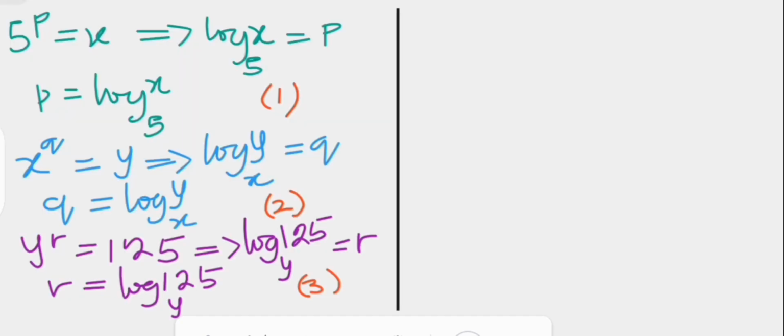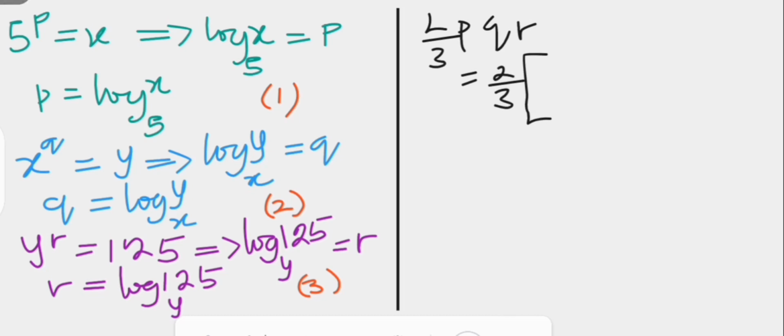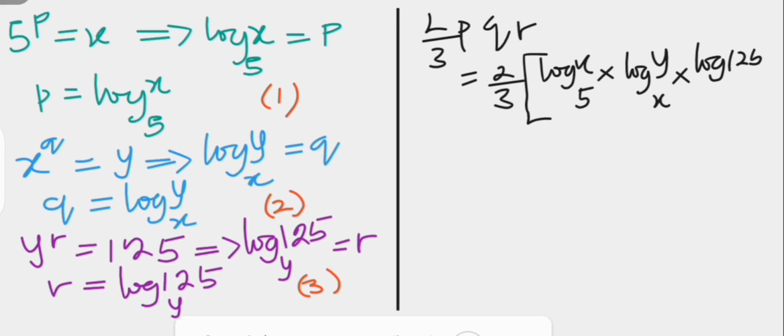Now that we have made representations for P, Q, and R, it makes it simple to find 2/3 PQR. 2/3 PQR is going to be 2/3 multiplying P, which is the logarithm of X to base 5, Q, which is the logarithm of Y to base X, times R, which is the logarithm of 125 to base Y.